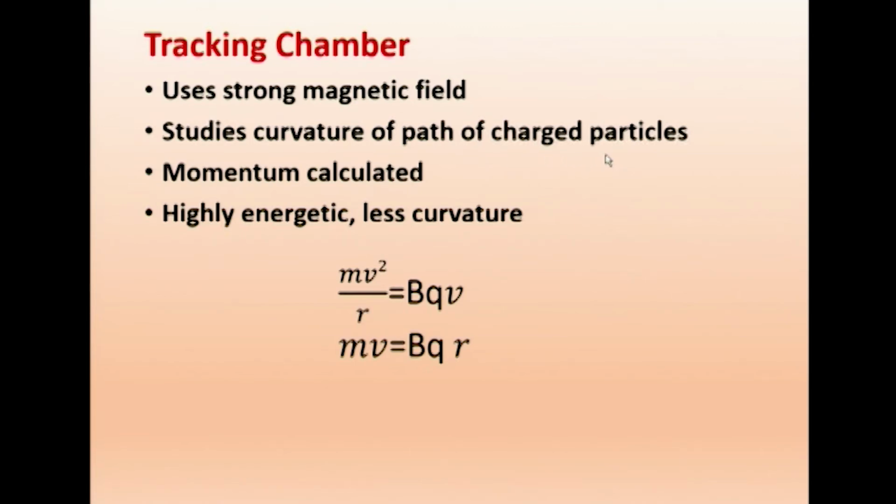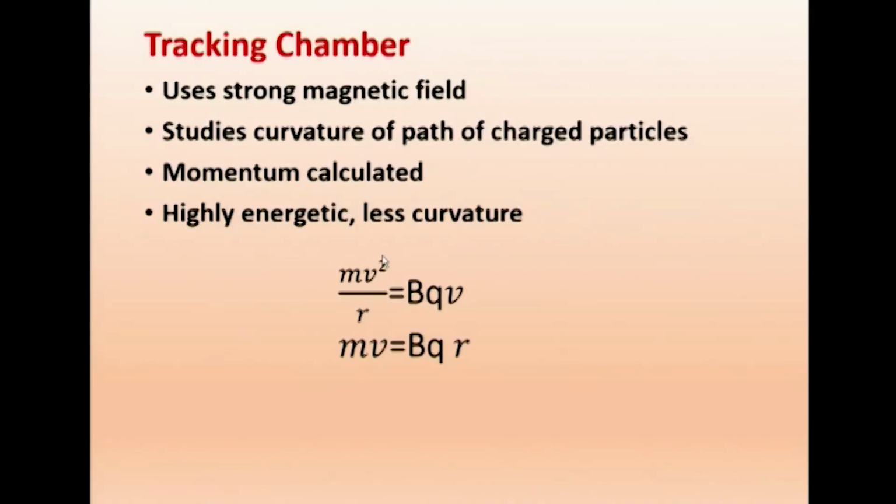Suppose the particle is of very large energy, the curvature will be small. So from that we can calculate the momentum. Momentum can be calculated. If it is highly energetic, there is less curvature. That is true. If it has very large energy, you can't easily bend it. So from that we will know the energy of the particle.